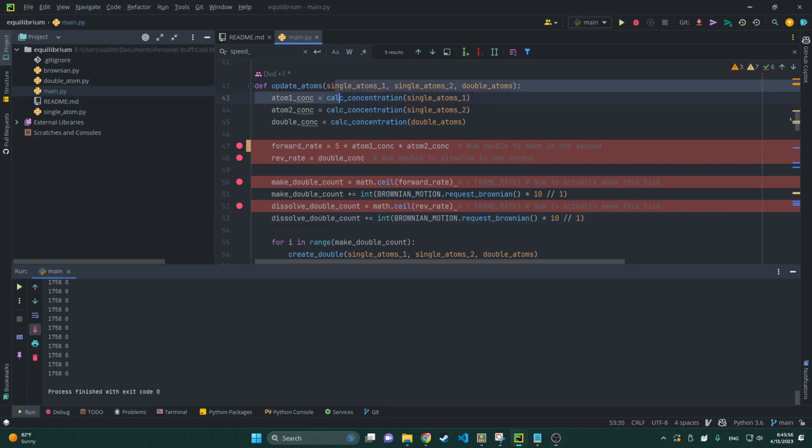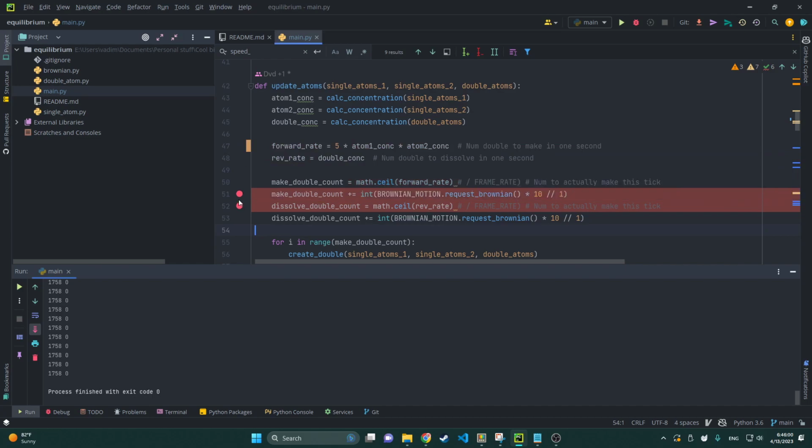Hello, so I've decided to make a little devlog on some simulation software I'm developing. It was brought to my attention that there is no good simulation software for equilibrium chemistry, like the forward rate, reverse rate, and whatever. There's apparently no good visualization for that. So I've taken it upon myself to try to bring this to the world.